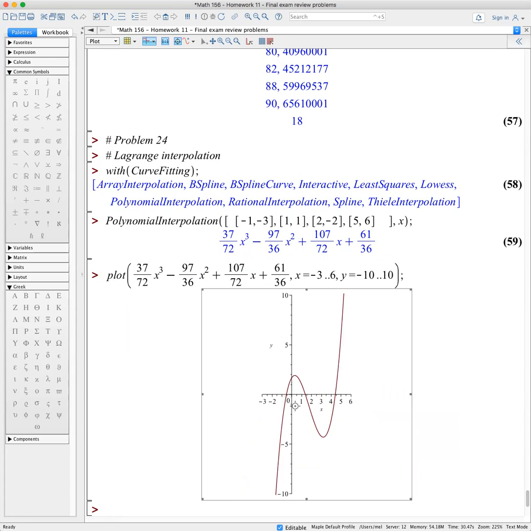So f of -1 is -3. F of 1 is 1. F of 2 is -2. F of 5 is 6. Yeah, that's it. If you're worried about this because you haven't seen it before, don't worry, because it's just an interesting thing to learn, but it's not going to be a question on the final exam.